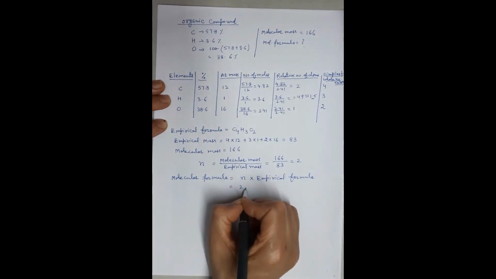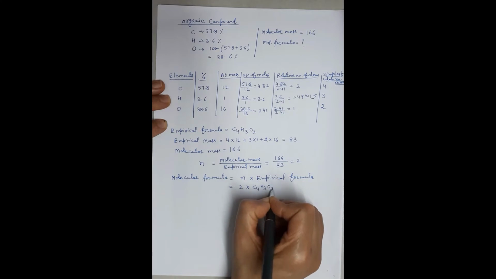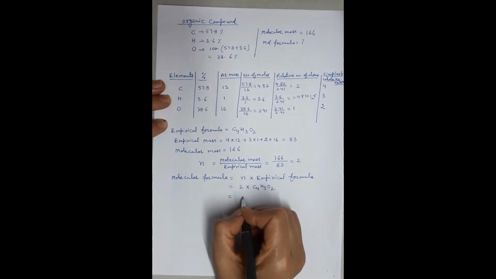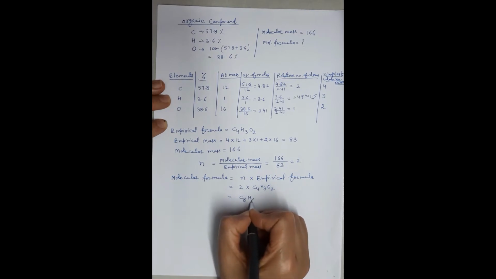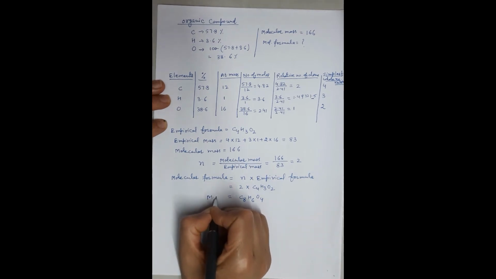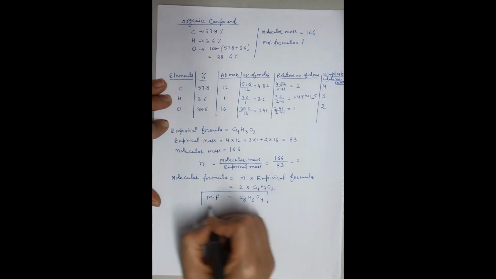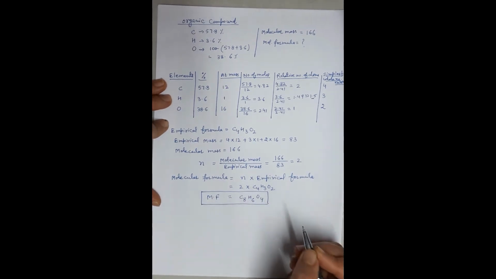So n value is 2 here, and empirical formula is C4H3O2. So we will get here C8H6O4. This is our molecular formula, which is our requirement, which we need to find out. That is what they were asking for.